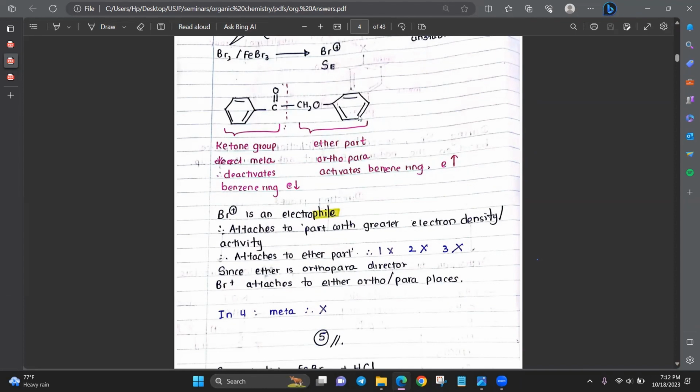Next portion is the ether part. Ether means it is an ortho-para director. Ortho-para means it activates the benzene ring. Activating means it is increasing the electron density of the benzene ring.